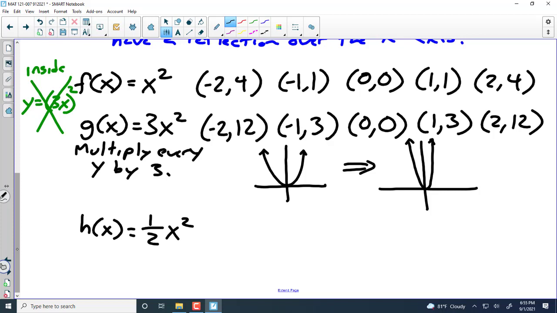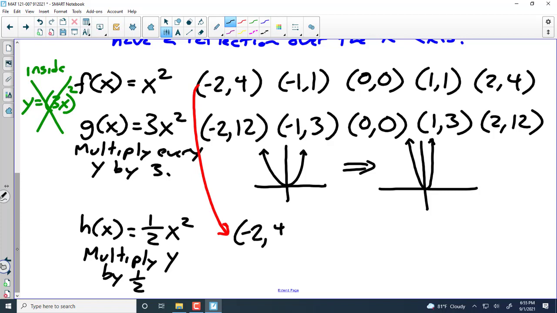We multiply by 3. This one, multiply y by 1/2. This is just going to cause it to shrink. Every one of our original y values, so I'm going back to the original ordered pairs, every one of our original y values gets multiplied by 1/2. And so you can see very clearly what's happening here. I'm not going to simplify these.